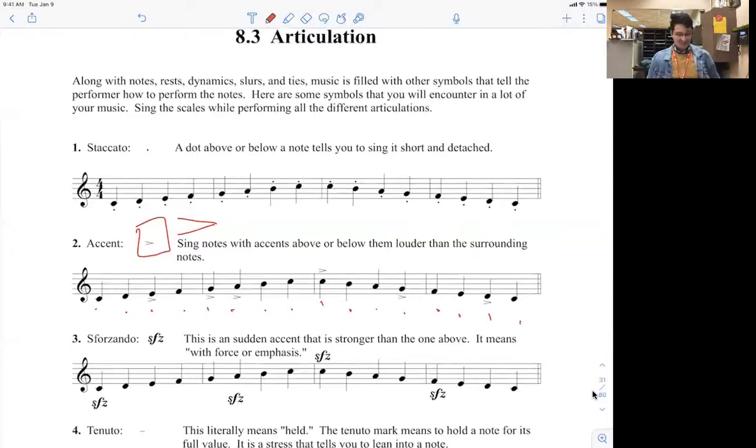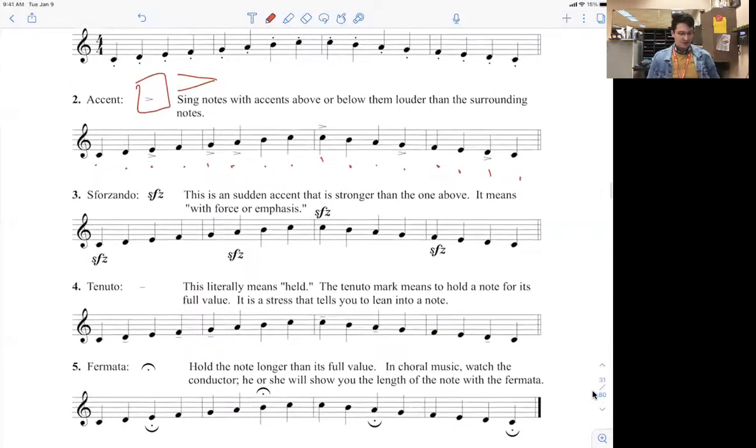So if I sing this scale for number 3 on the sforzandos, it would sound like this. Do, re, mi, fa, sol, la, ti, do, ti, la, so, fa, mi, re, do. So it's a very forced or punched accent compared to our regular accent.